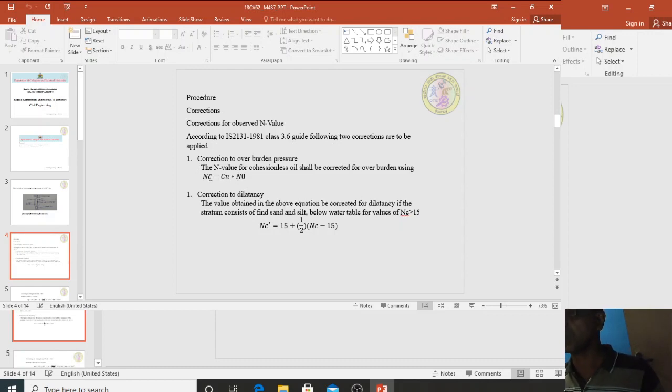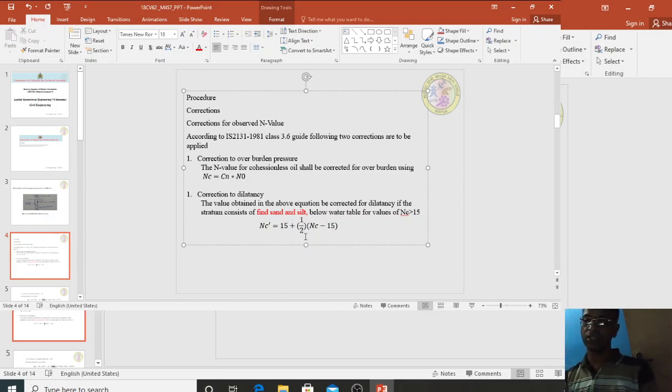Once you get the overburden correction, next we have to go for correction to dilatancy. The value obtained in the above equation is to be corrected for dilatancy if the strata consists of fine sand. This is very important: only for fine sand and silt. If it is fine sand and silt, then only you have to do this correction, otherwise it is not required. Below the water table, for NC greater than 15, NC dash is equal to 15 plus half of NC minus 15.